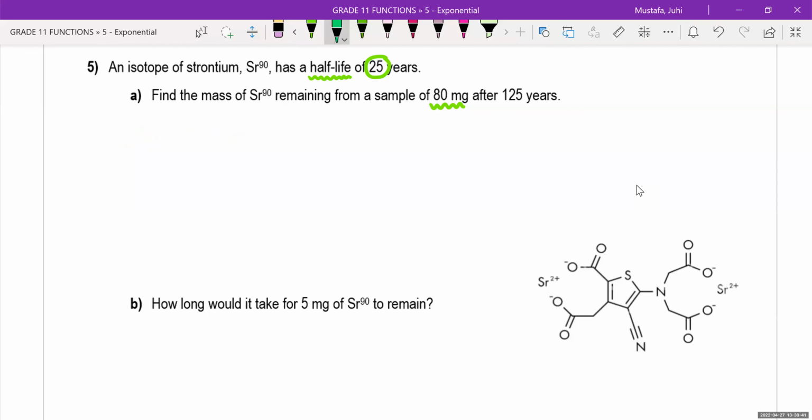Okay, so that part was easy. Sorry, I'm just going to move this down. A of T is equal to 80 bracket a half. Now, let's start with a general formula. So pretend we don't know what T is. And what is the half-life period in this question? 25 years. Good.